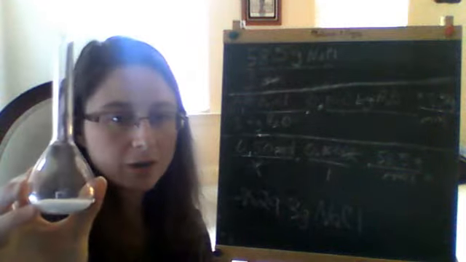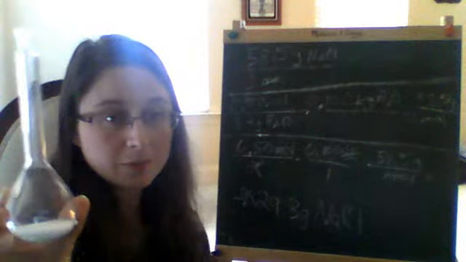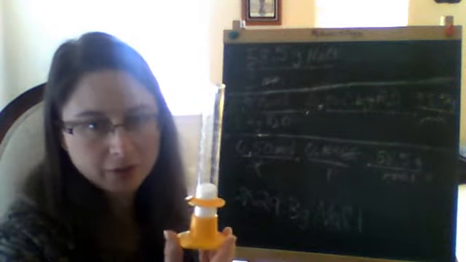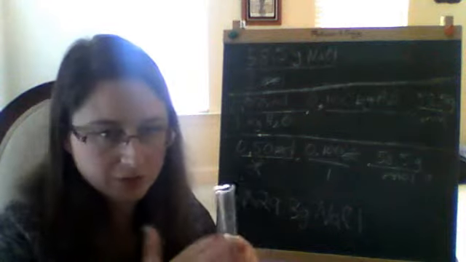So before I started the video, just so we didn't fumble around forever, I weighed out 29.3 grams of sodium chloride into my volumetric flask, and I weighed out 29.3 grams of sodium chloride into this, just so I have it weighed out. I'm not going to make the solution in this.